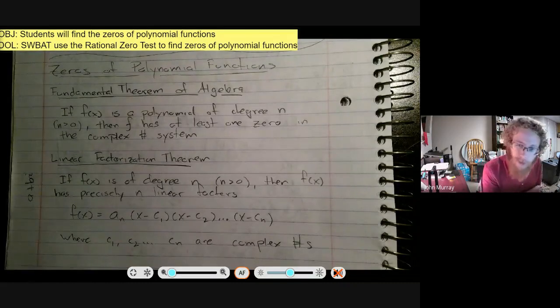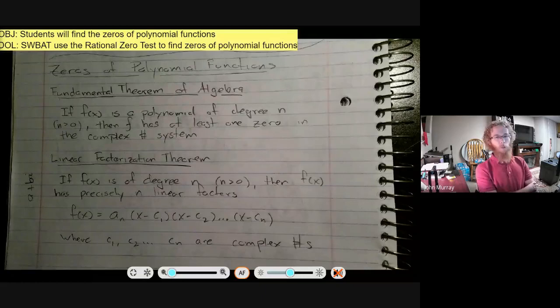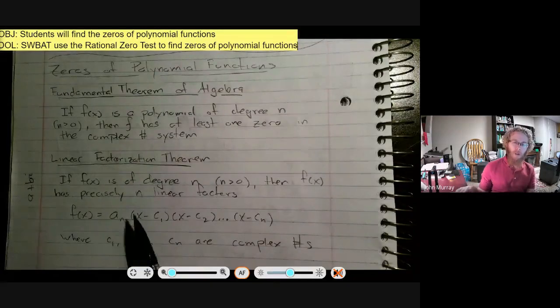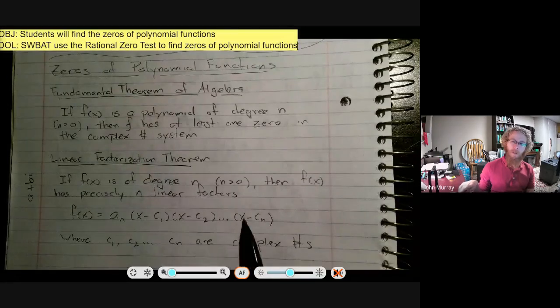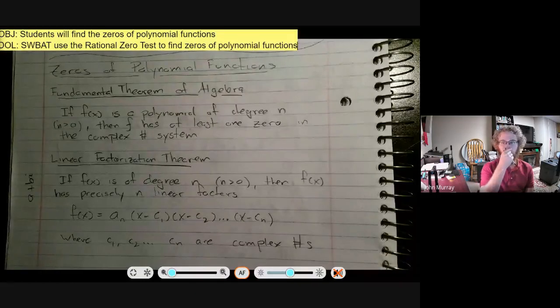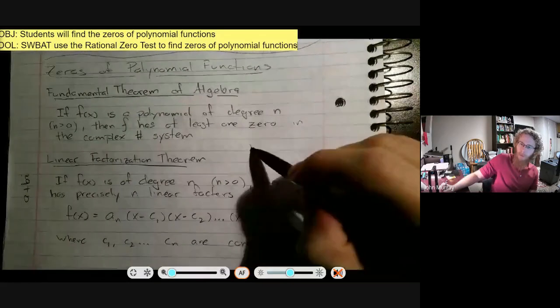So that brings us to our linear factorization theorem. So we have, again, f of x, some polynomial function of degree n. Then it has precisely n linear factors. So now we're breaking it up even further and saying that we can break it up with complex numbers to only linear terms. Previously we may have been stopped because there were no real numbers that we could break it up to.